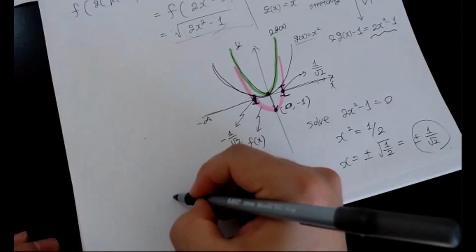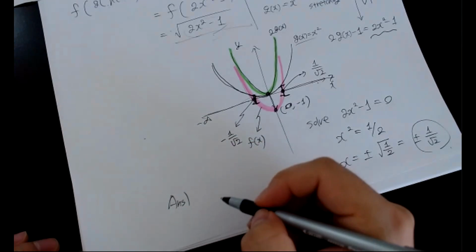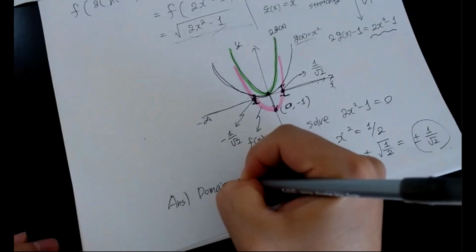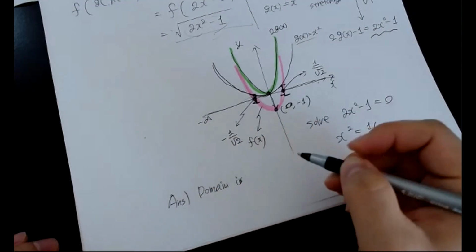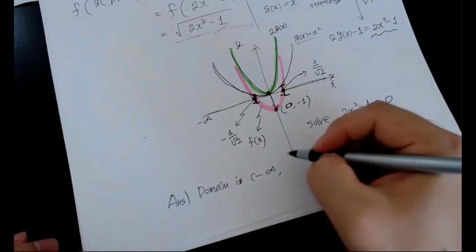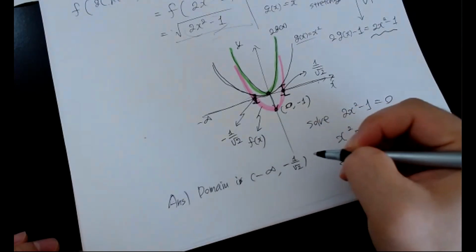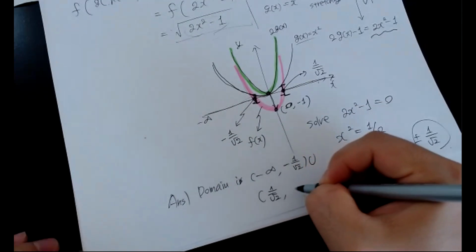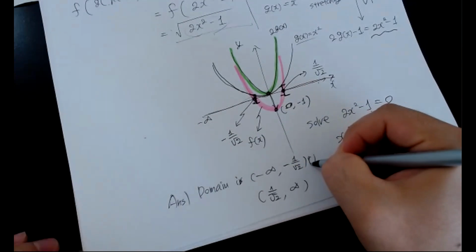So the answer, the domain, is negative infinity to negative 1 over square root 2, and the union, positive 1 over square root 2 to infinity. This union right here.